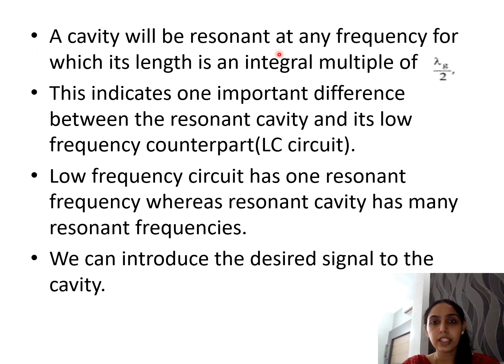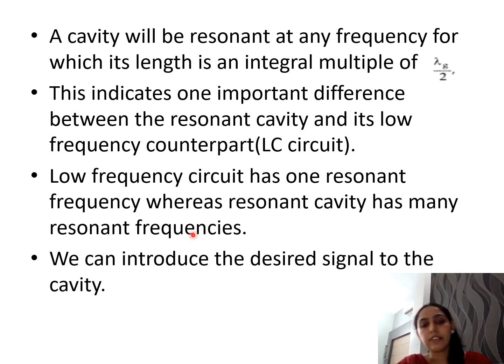A cavity will be resonant at any frequency for which its length is an integral multiple of lambda g by 2. That is the main difference between the resonant cavity and its low frequency counterpart, the LC circuit. This difference is very important, which you have to remember. There is only one resonant frequency for a low frequency circuit, whereas for a microwave resonant cavity we are going to have many resonant frequencies.